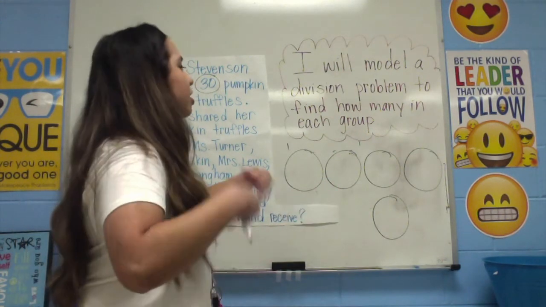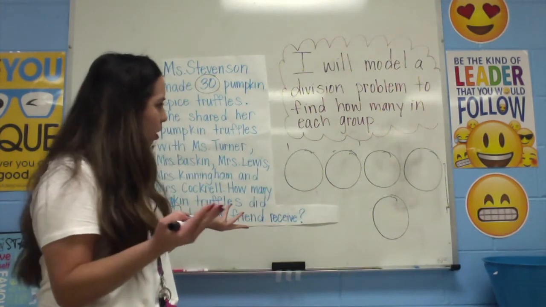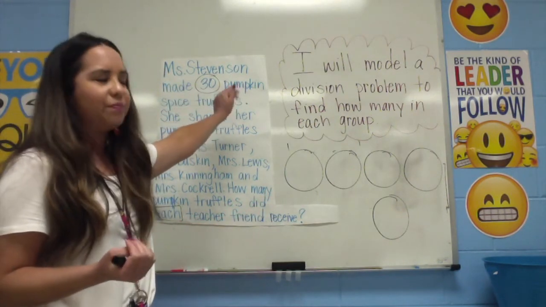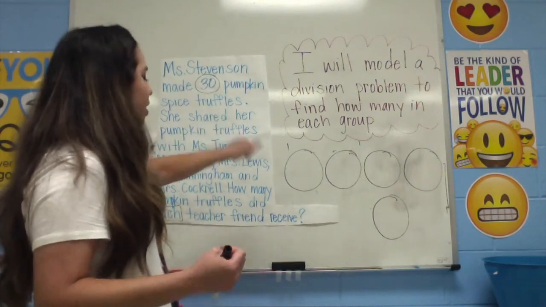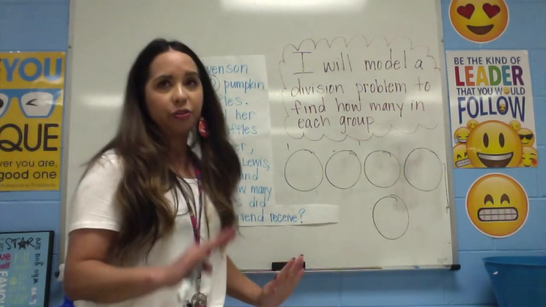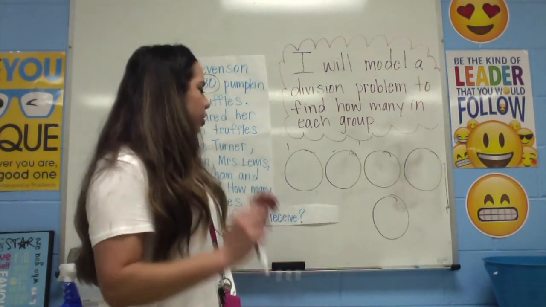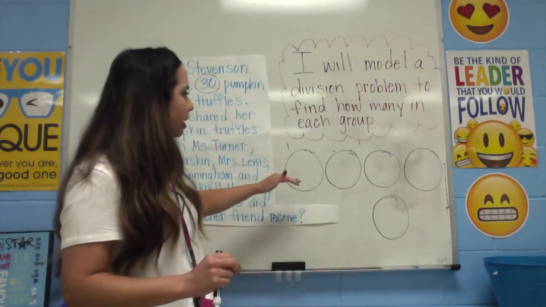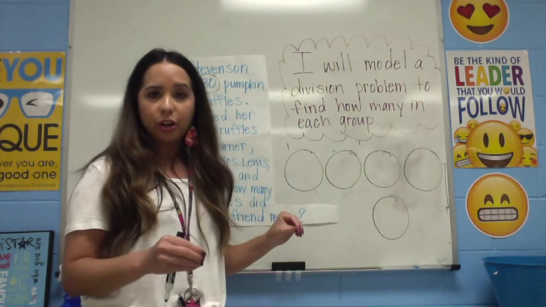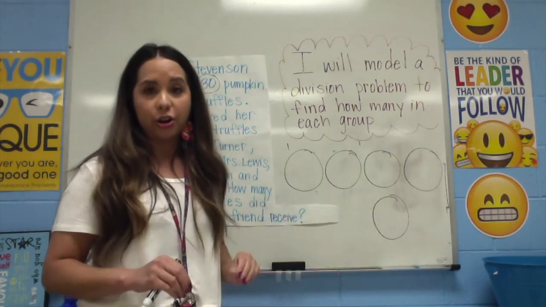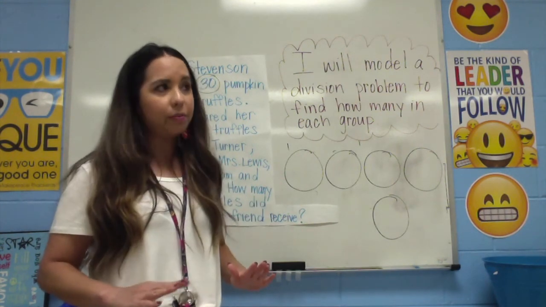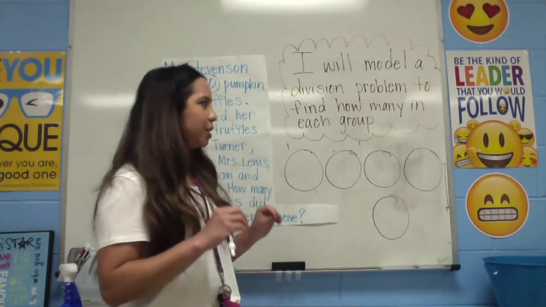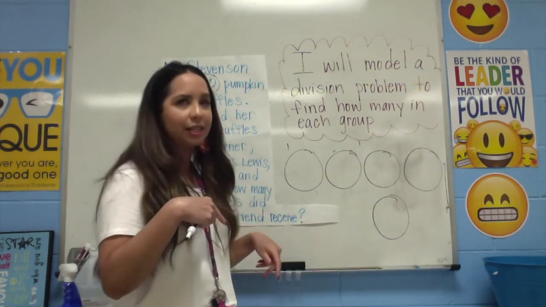All right, ready? So you guys know me. I like to draw small circles to represent the pumpkin spice truffles. Ready? So again, make sure, y'all, this is very, very important. When you are drawing circles or little marks inside of your equal groups, make sure you always stay in order. Because if you don't, sometimes you will not have the same exact number in each group. So this is what I mean by staying in order.